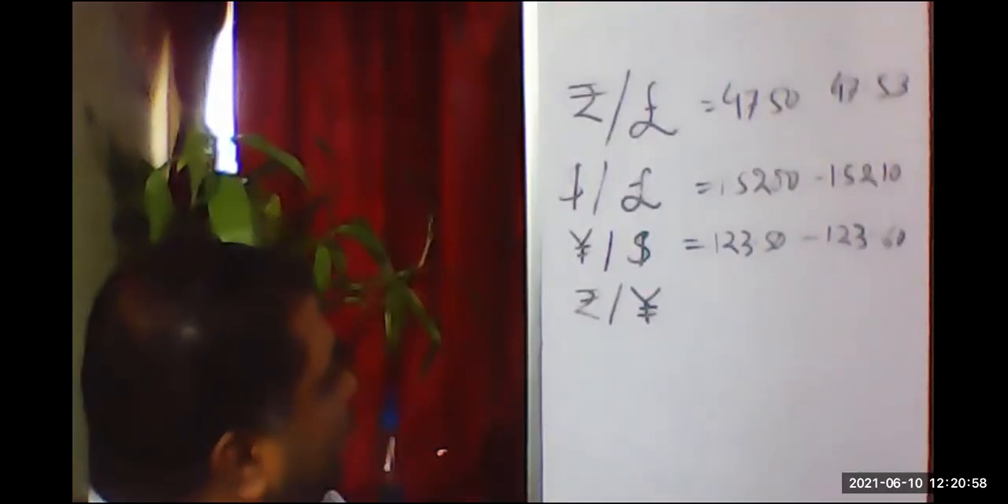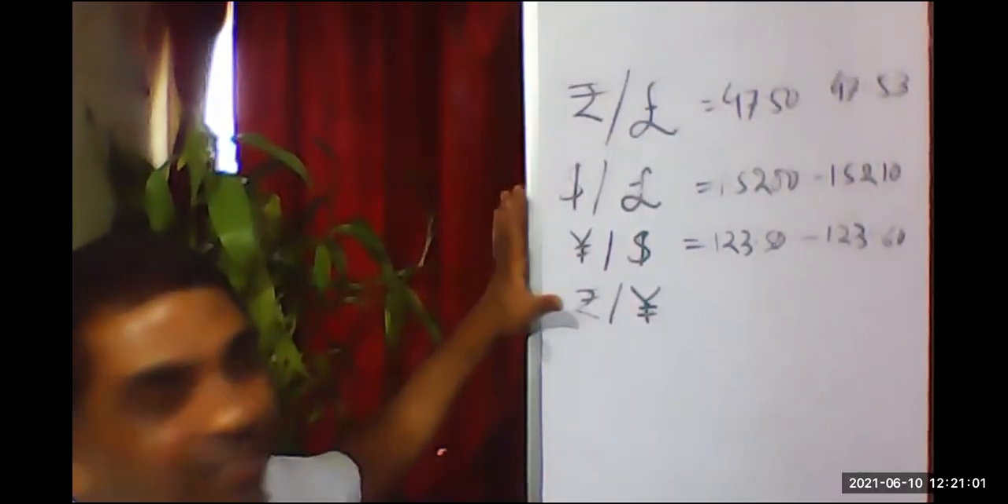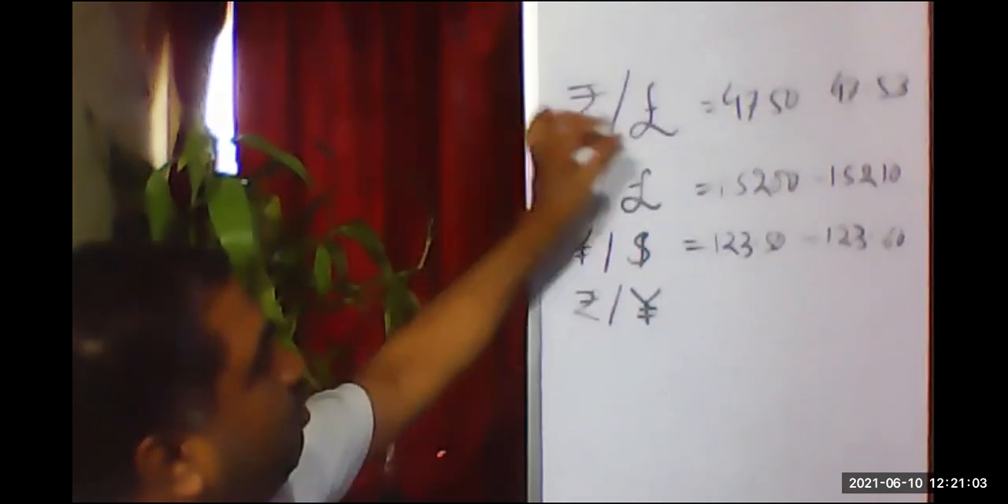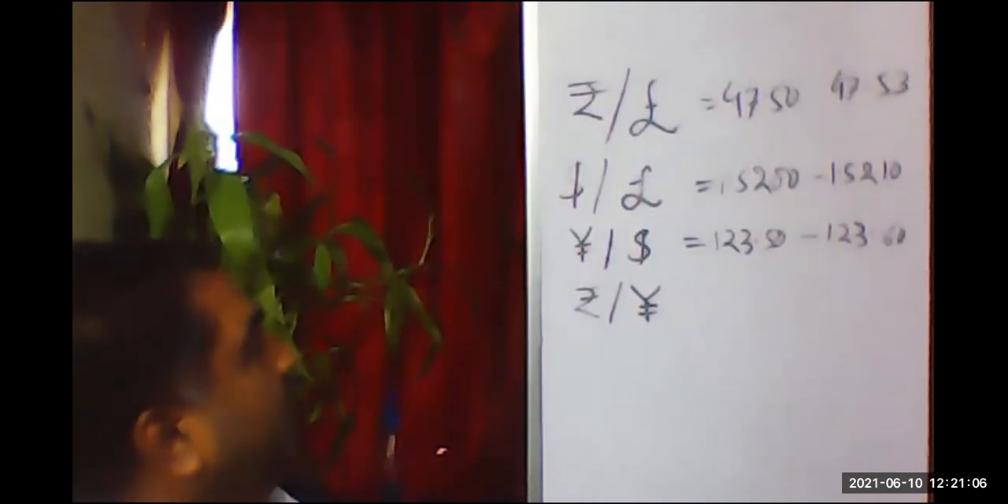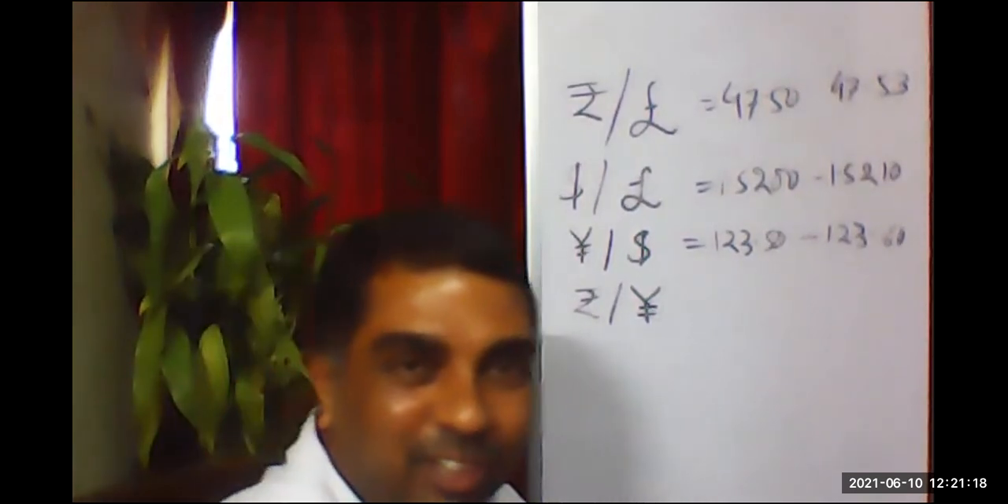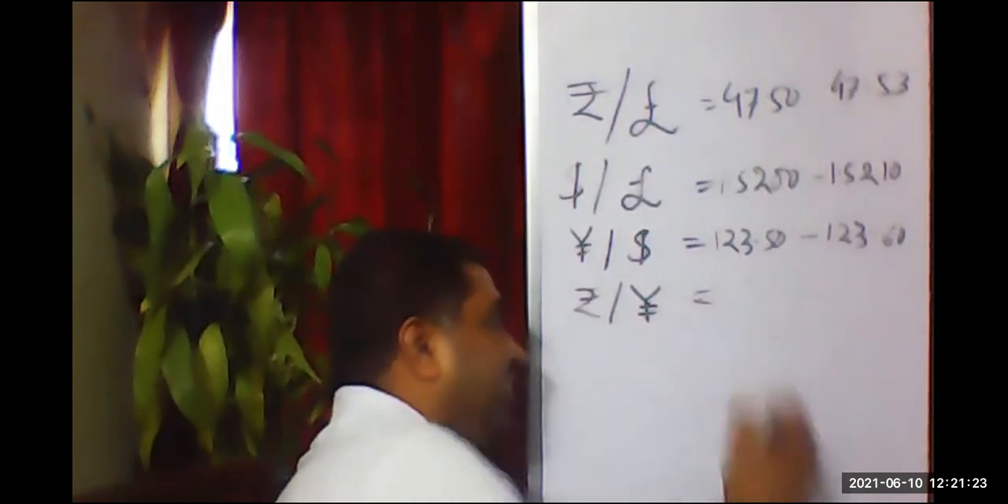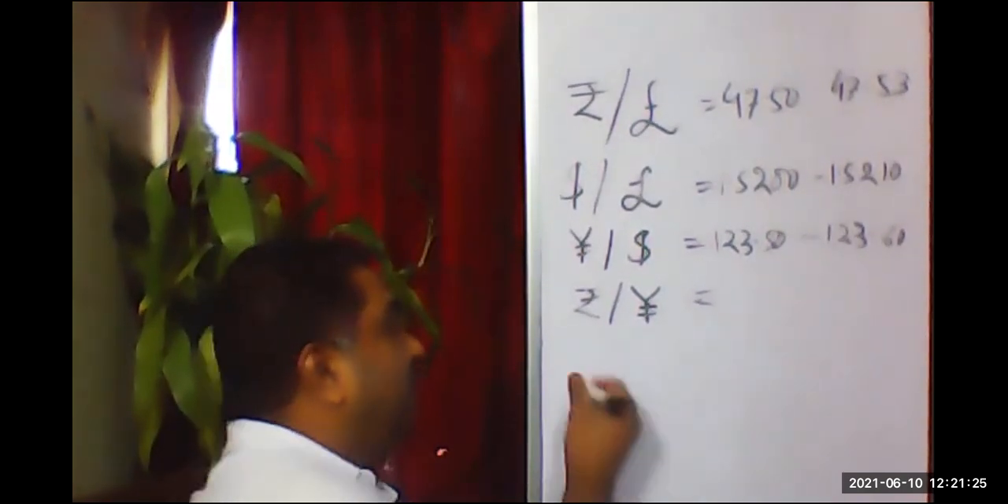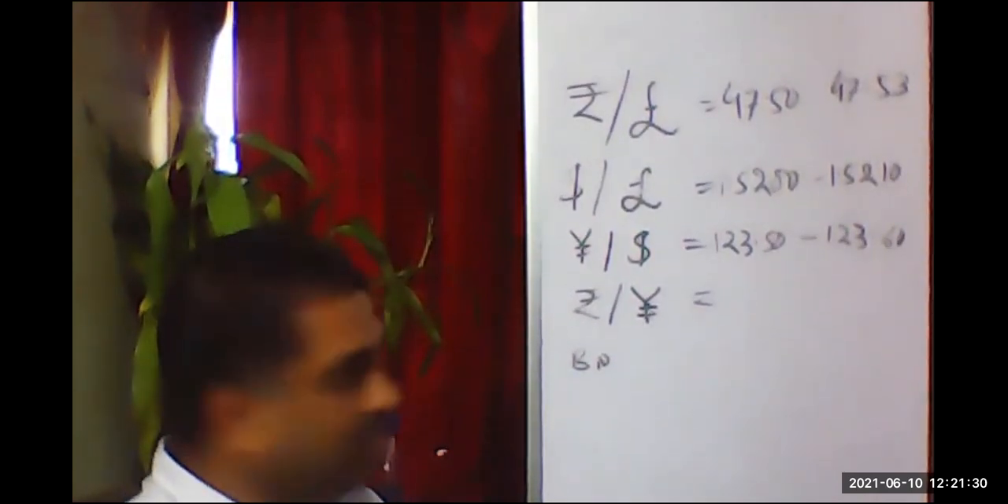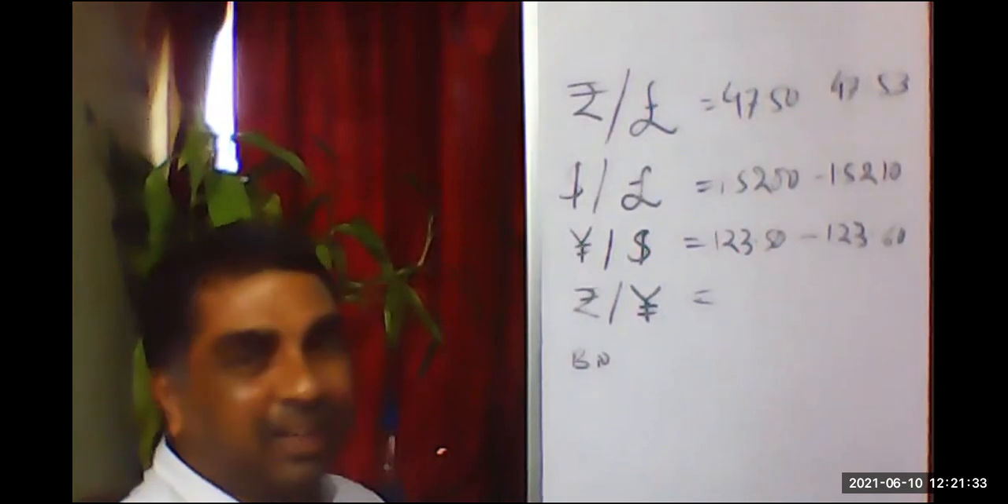Once we have understood this particular question, you see, now the question is reduced to only this much. Rupee by pound, this much. Then dollar by pound, this much. Yen by dollar, this much. Rupee by yen. Can you suggest how to solve this question? You have to find out first the bid rupee by yen, then the ask rupee by yen.